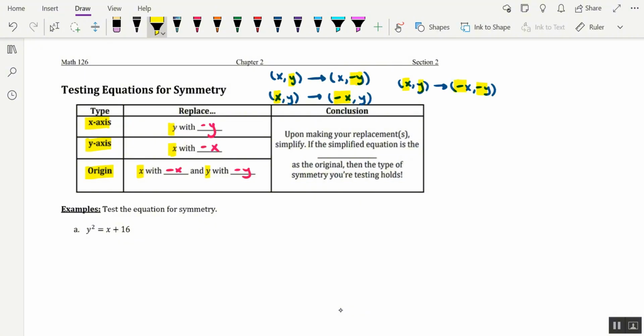Now here's the shtick. It's not enough just to plug these negatives into the equation when doing your tests. We do have to make some simplifications, as it says here to the right. Upon making your replacements, you have to simplify. And here's the thing. If the simplified equation is the same as the original, then the equation has the type of symmetry that you're testing for.